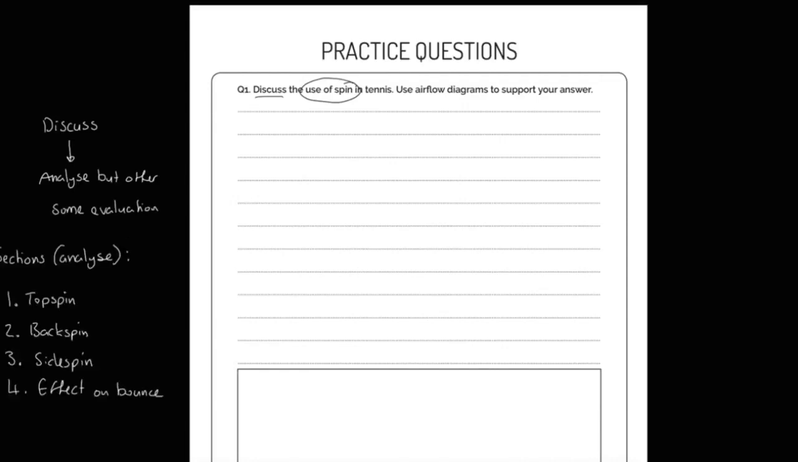So we are looking here specifically at the skill of analysing. We've got to discuss, but we're going to analyse, and we're going to offer some evaluation, any negatives. So how are we going to analyse? To analyse things is to break it down into parts and explain it. So what parts am I going to break down into here? Well, here's my sections, my parts, my analysis.